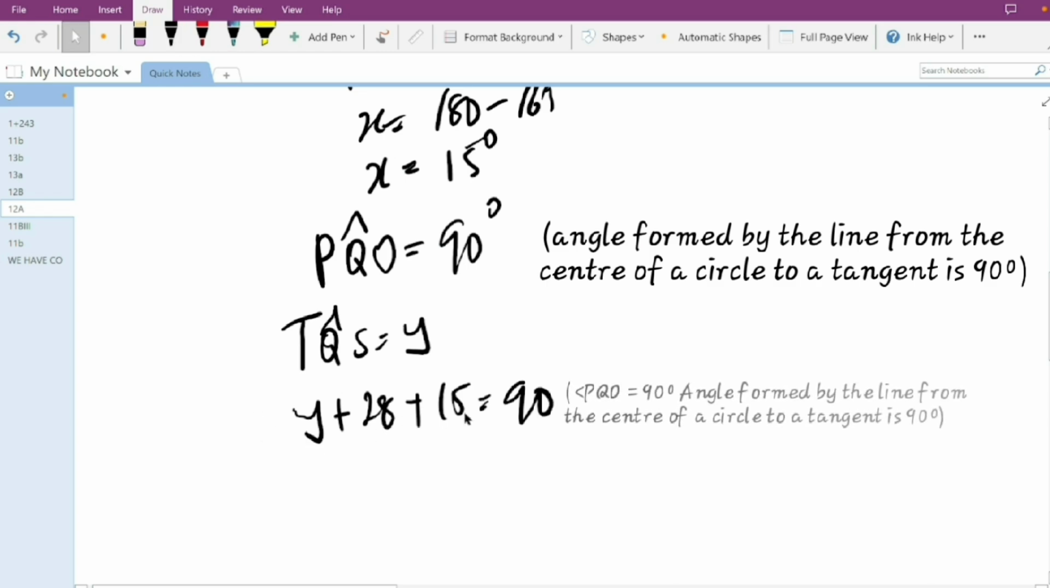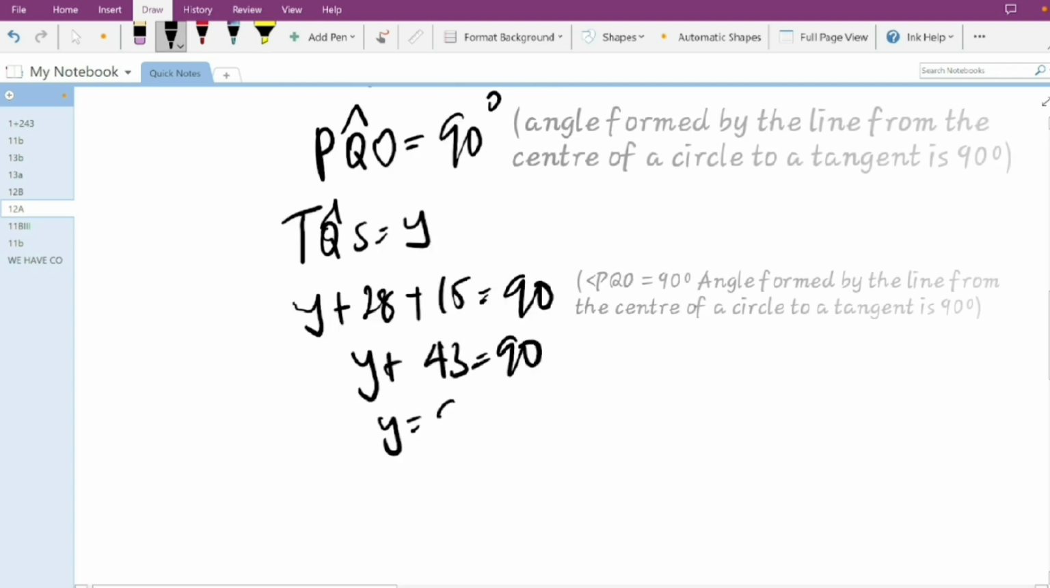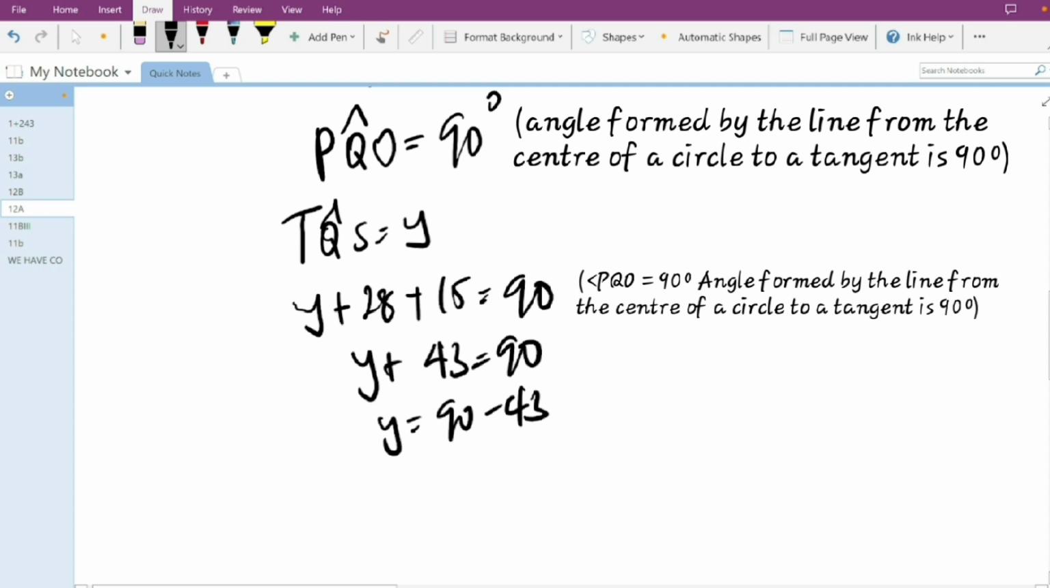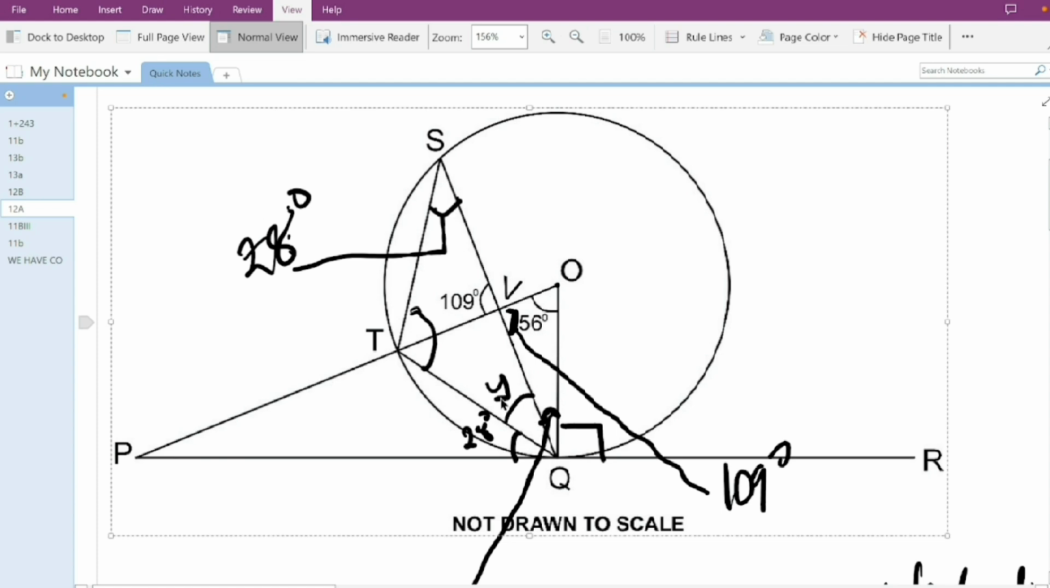We know why the sum of all these three angles equals 90, because a line from the center of the circle that hits the tangent makes a 90 degrees with the tangent. Y plus 28 plus 15 will give you 43, equals 90. Y equals 90 minus 43, as plus 43 crosses the equals sign and turns to minus 43. We have our y to be 47 degrees. That's 90 minus 43 will give you 47 degrees. Now we have this our y to be 47 degrees.